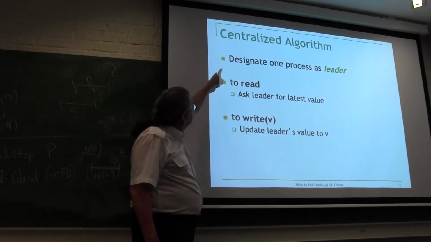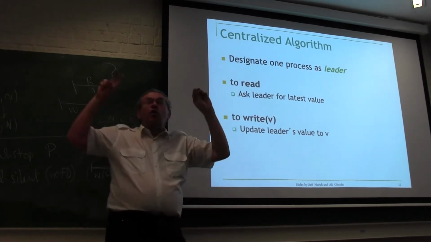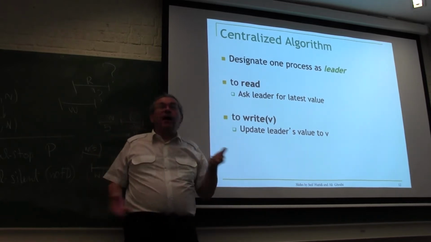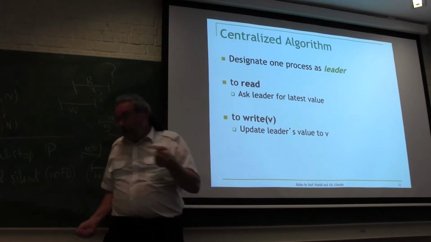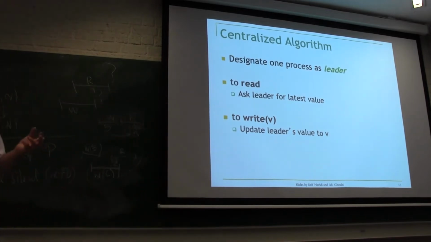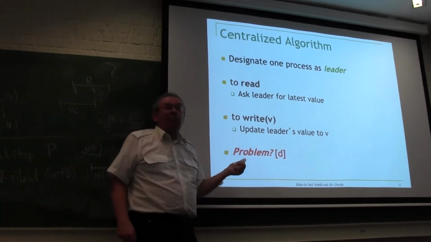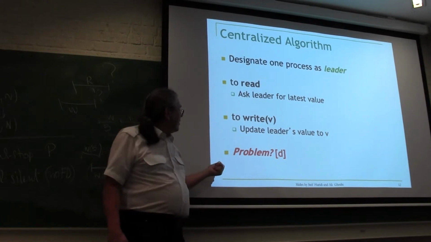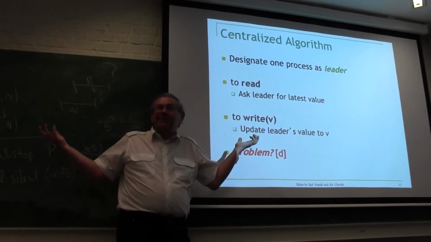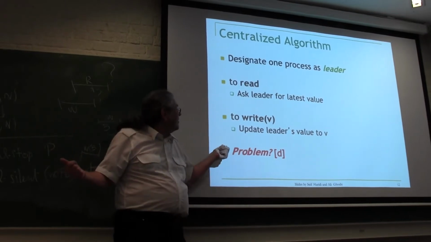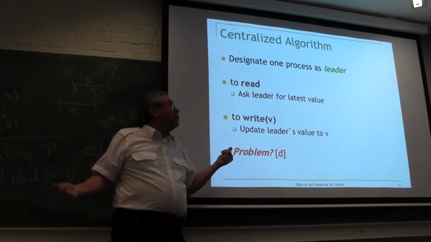The leader is kind of like the server of the register, and all the other nodes are like clients asking to read and write. Okay? So that's an algorithm. Very simple one, right? Seems to be correct. Of course, this algorithm has a kind of problem. Even though it's correct, you can imagine what the problem is. What kind of problem would this algorithm have?